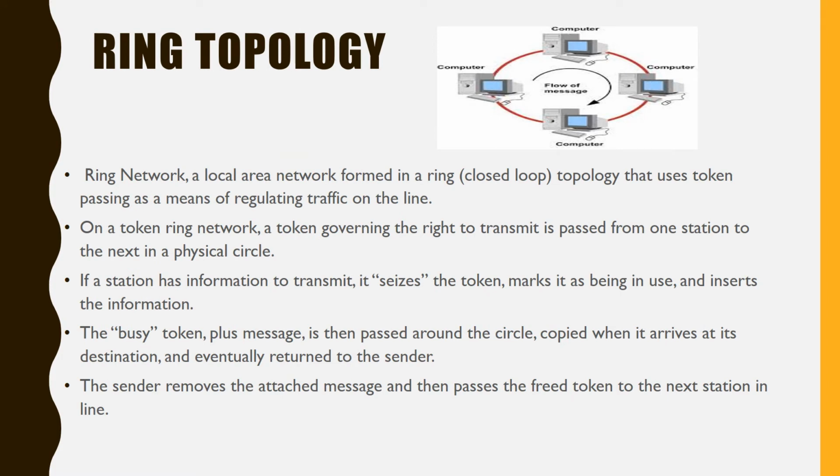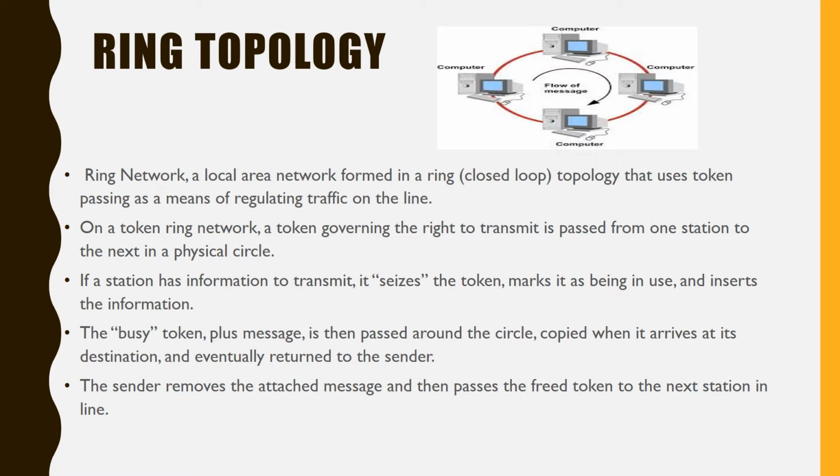Next, ring topology. A ring topology, as you can see in the picture, is also known as token ring topology. In this topology, a permit or a right to access the resources is given to every node for a fixed period of time.